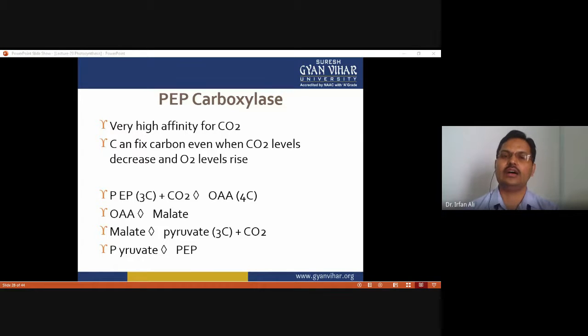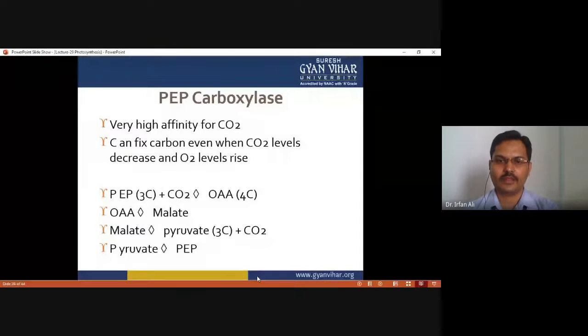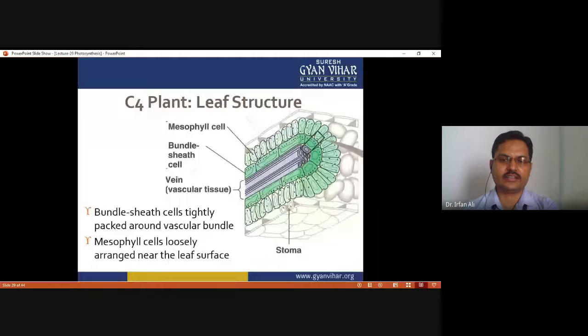This enzyme converts phosphoenolpyruvate, which is a three-carbon molecule, into oxaloacetic acid, which is a four-carbon molecule. Now this oxaloacetate can convert into malate, and this malate, whenever required, again converts into pyruvate, which is a three-carbon molecule, and releases the carbon dioxide whenever required by the plant to carry out photosynthesis. This pyruvate molecule can regenerate a PEP molecule, which can again fix another molecule of carbon dioxide. So this is the C4 plant.